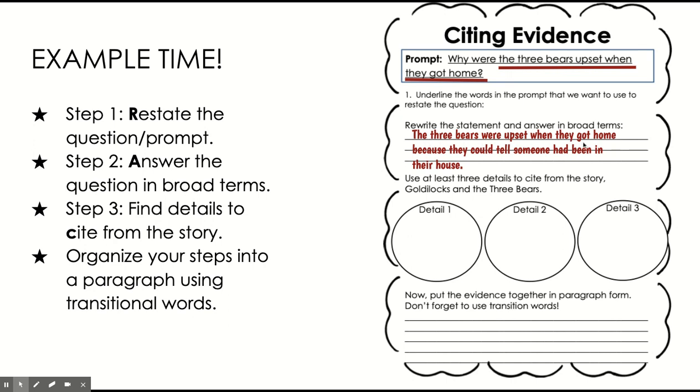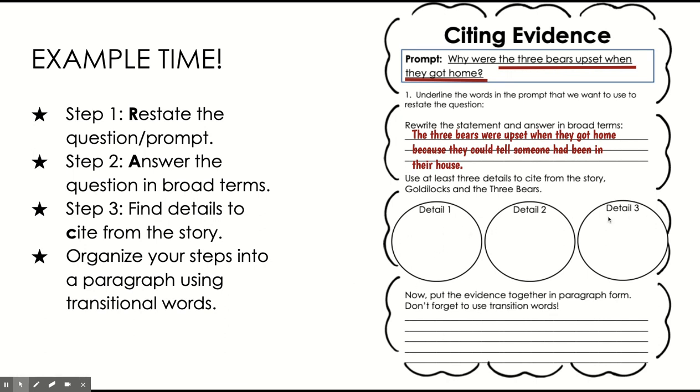The three bears were upset when they got home because, and here I went ahead and I did step two also. I answered the question in broad terms. They could tell someone had been in their house. Notice I did not put any specific details. I'm going to do that in my step three, where I cite details from the story.